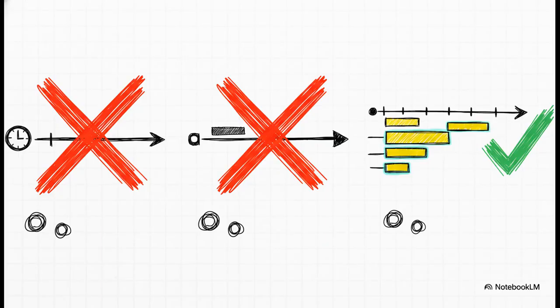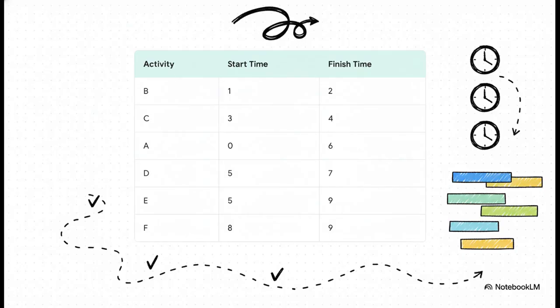And this is the absolute key, the big aha moment. Those first instincts are actually traps. The secret isn't starting as early as you can, and it's not about picking the shortest task. The optimal strategy, the one that's guaranteed to work, is all about one thing. Always prioritize the activity that finishes the earliest. Now watch this. Look what happens when we take that same jumbled list and just sort it by finish time. All of a sudden, a clear path starts to emerge. Activity B finishes first, at time 2. Then C finishes at 4, and so on. This one simple move, just sorting the list, is the foundation for our entire solution.